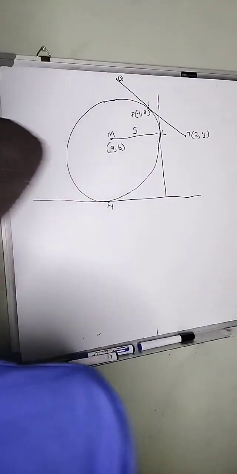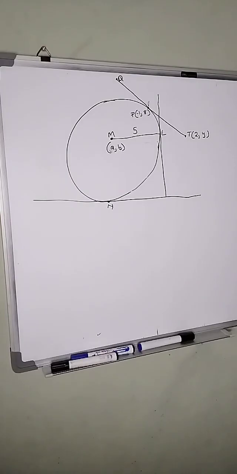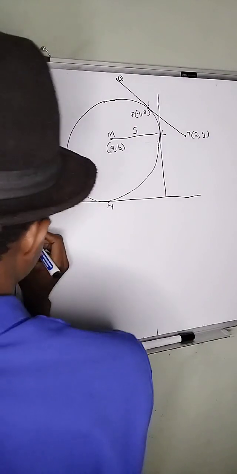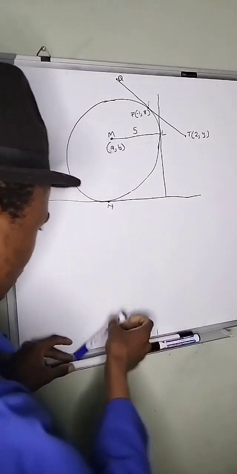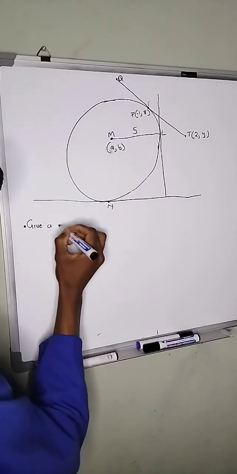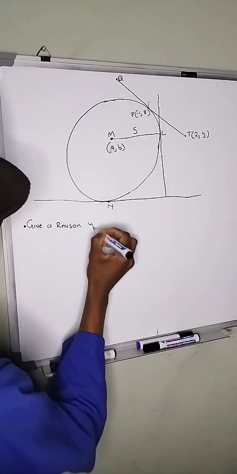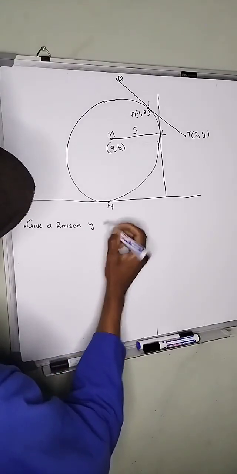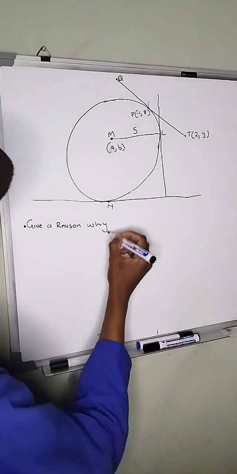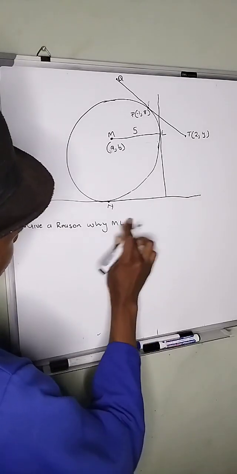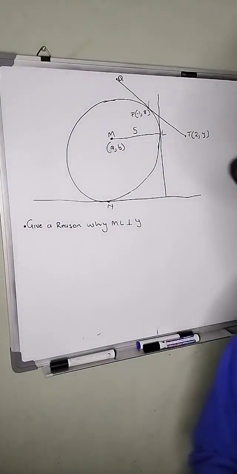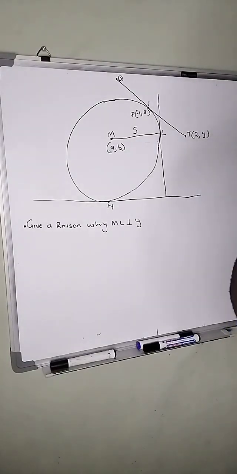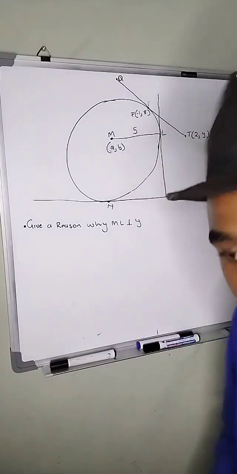This is N. So number 1, they're saying: give a reason why ML is perpendicular to Y. Give the reason. What's the reason? Let's talk. Give the reason why ML is perpendicular to Y.